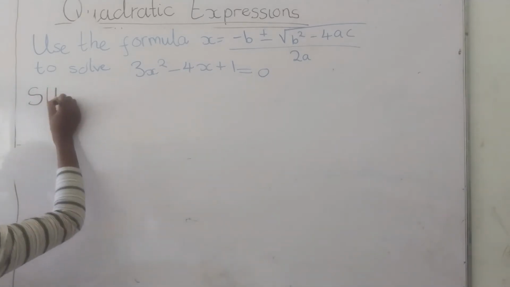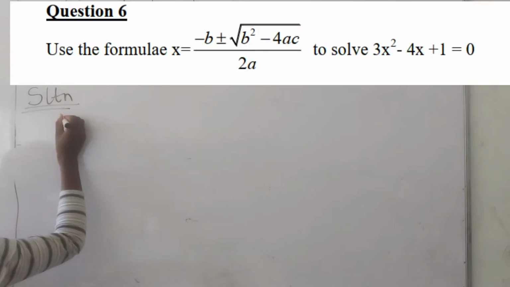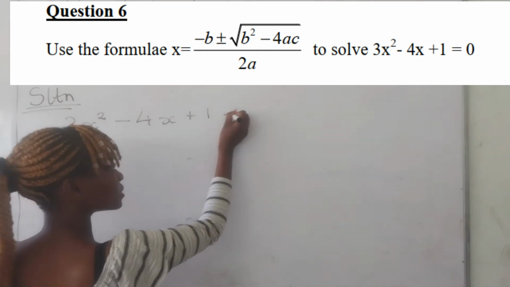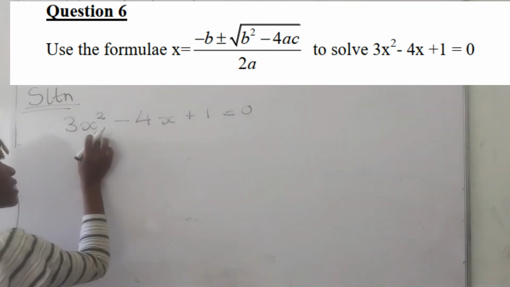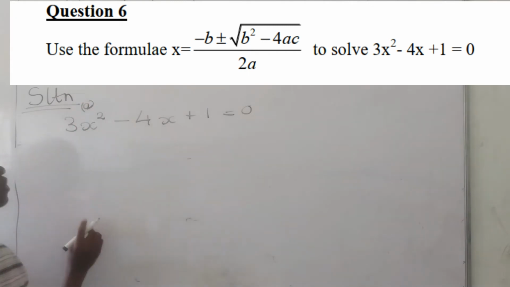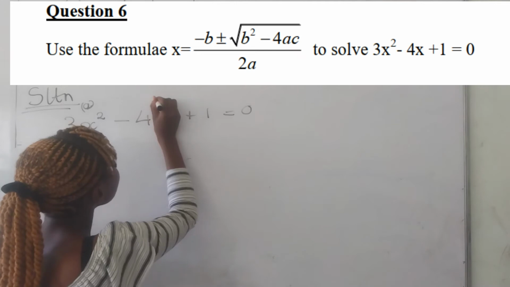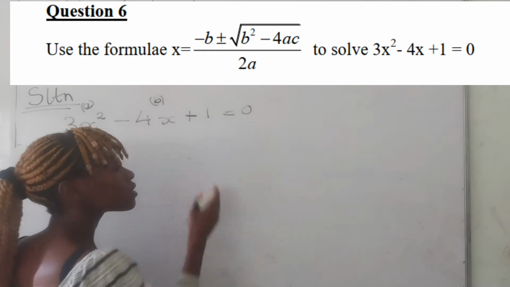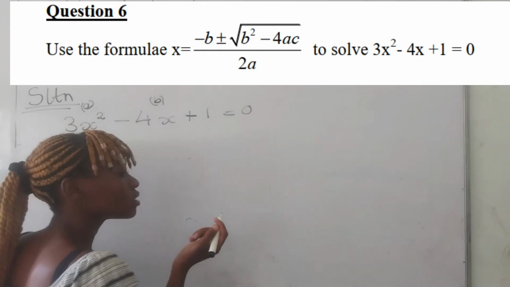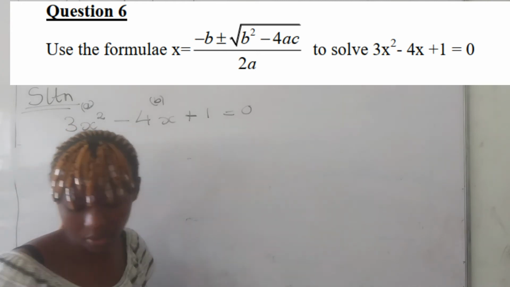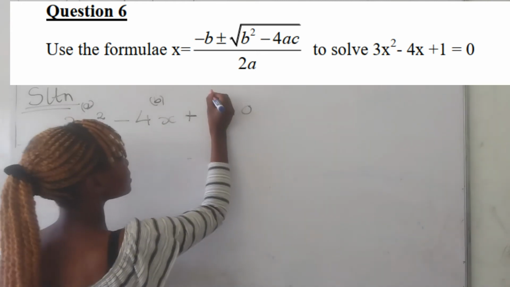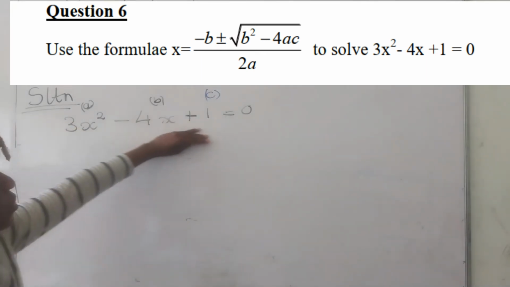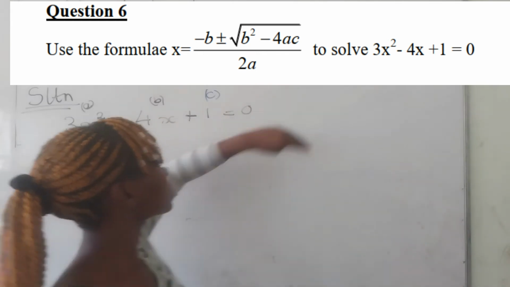I'll just write solution. We said 3x squared minus 4x plus 1 is equal to 0. The one with the x squared is our A. The one with the x is our b. The one with just 1 or without any letter, the one without any letter would be your c, according to that equation. So you just now have to substitute these values into that equation, okay?